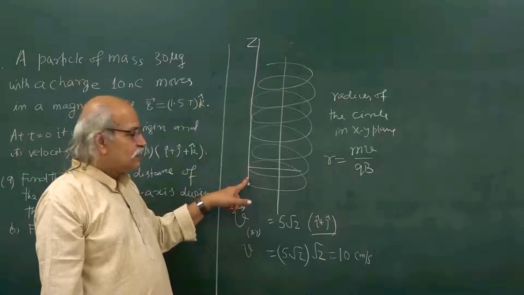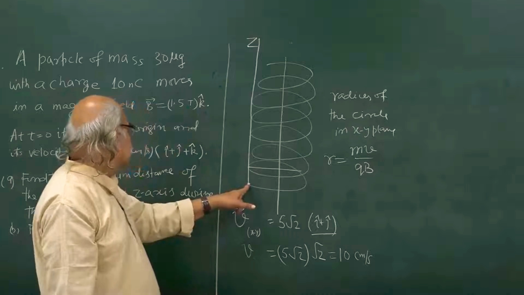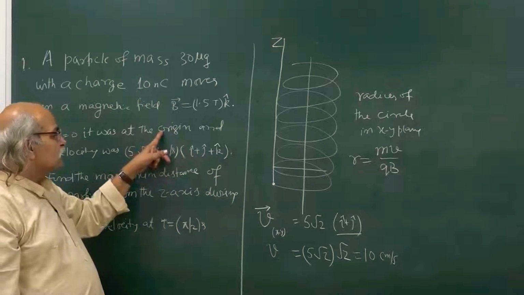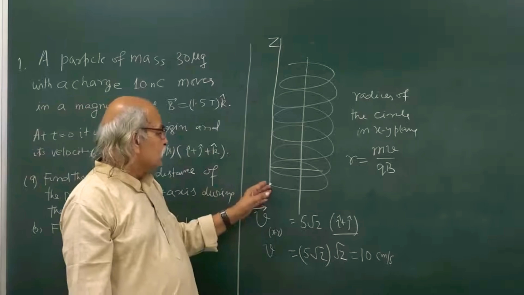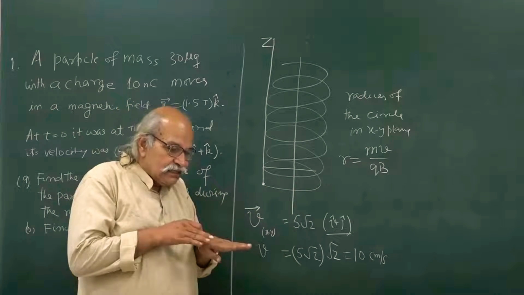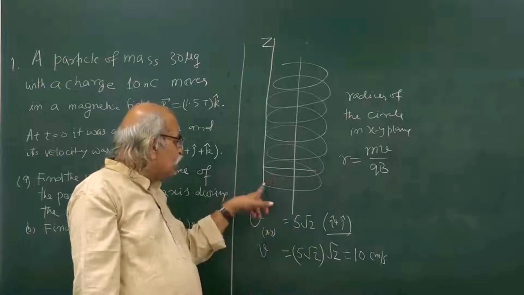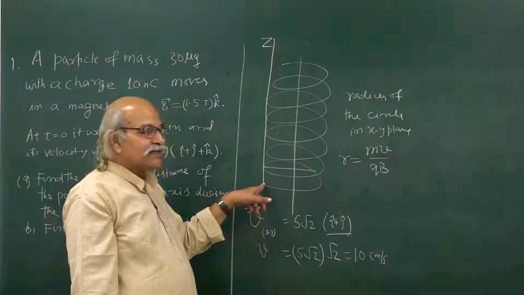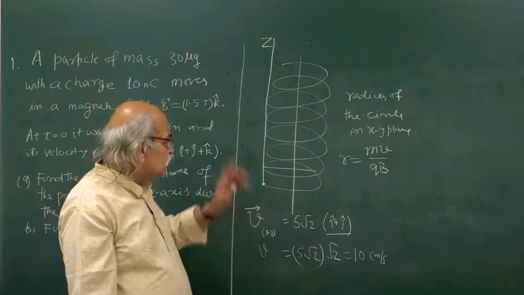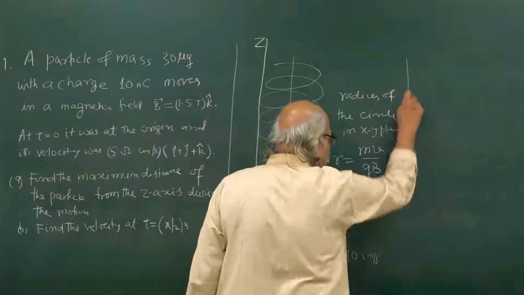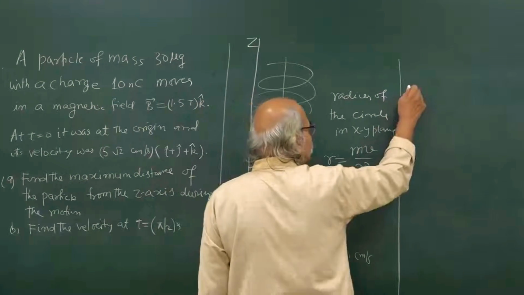So, the diameter of this circle will be the maximum distance from the z axis. At t equal to 0, it is on the z axis because it is at the origin, and then there is a speed and it will turn and make a circle and again come back to the same point in the xy plane. So, if you calculate this r, how much is this r?